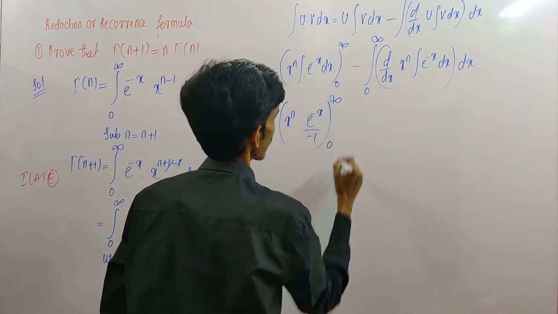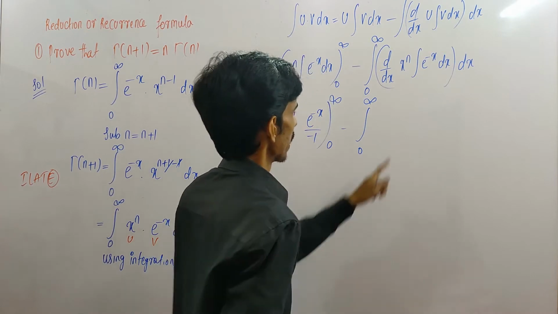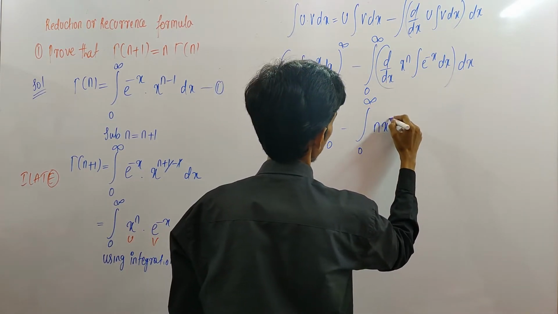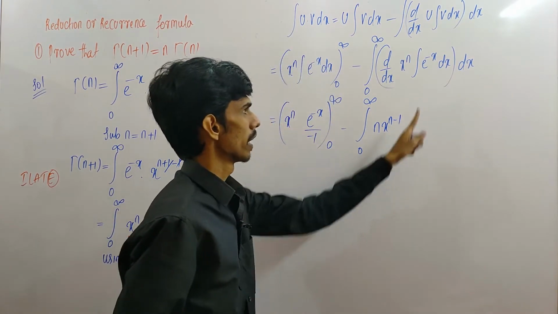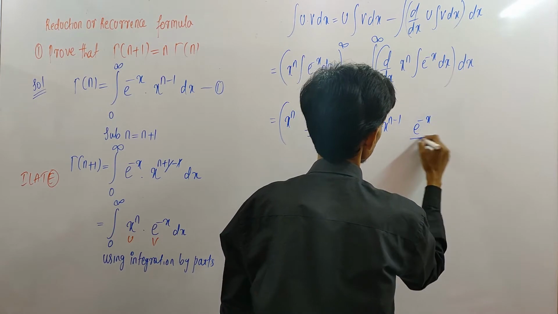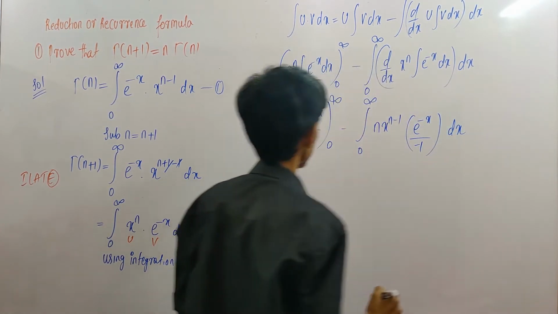0 to infinite. Here we have minus integral 0 to infinite. d by dx of x power of n value is n into x power of n minus 1. Integration of e power of minus x value is e power of minus x by minus 1, whole dx.